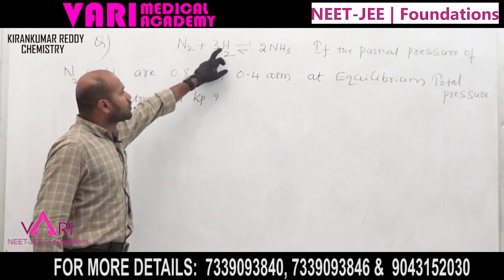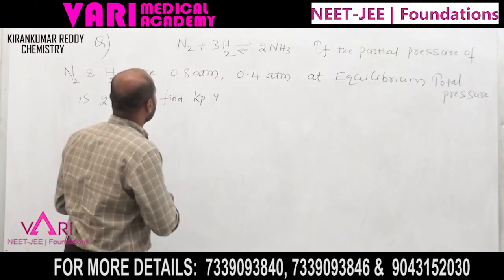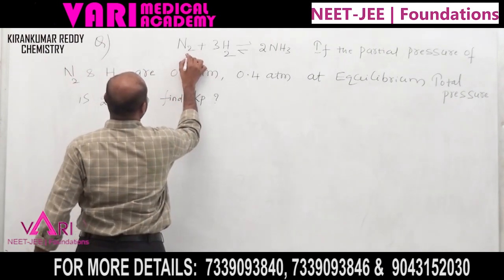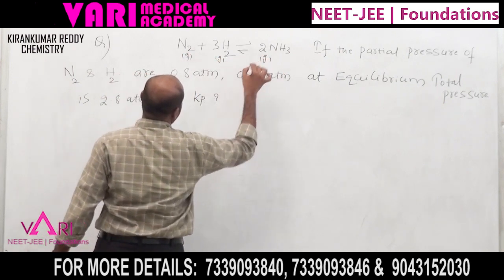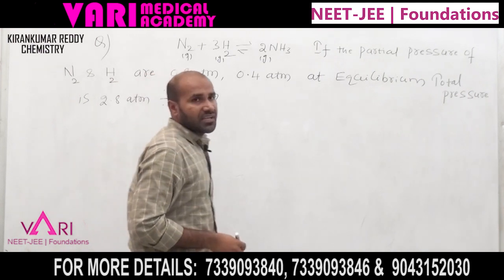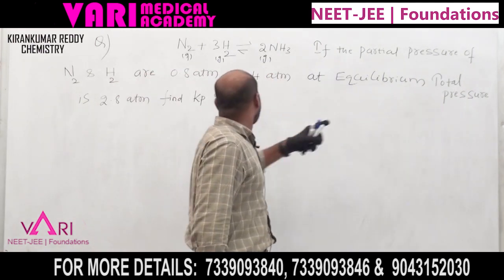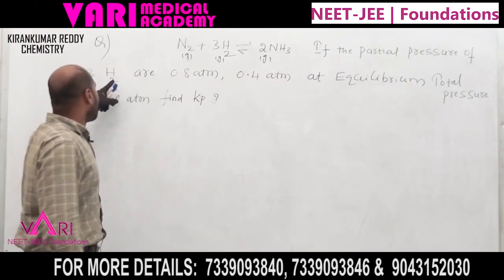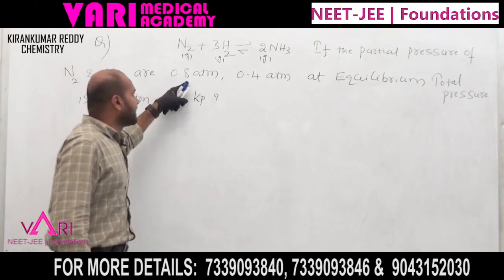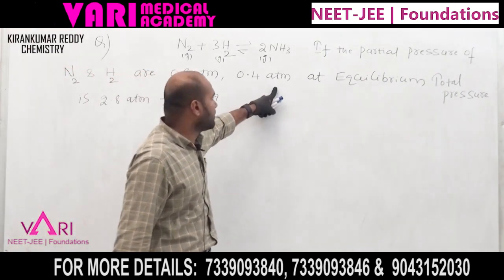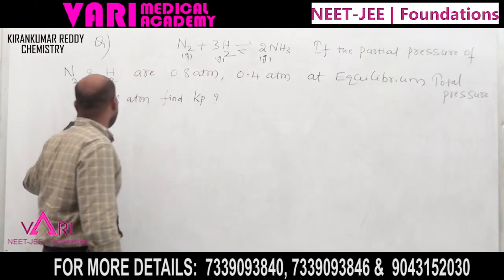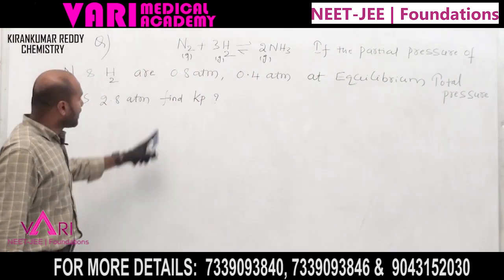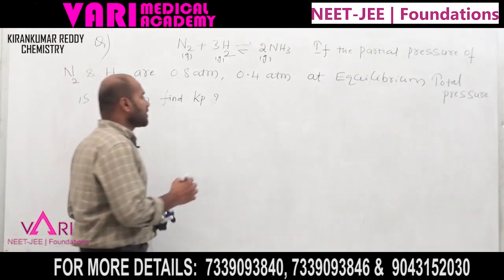N2 plus 3H2 gives rise to 2NH3. All are gases. Please write this is a gas, this one also a gas, and this one also a gas. If the partial pressure of nitrogen and hydrogen are 0.8 atm and 0.4 atm at equilibrium, and the total pressure is given as 2.8 atm, find Kp. First write the reaction.